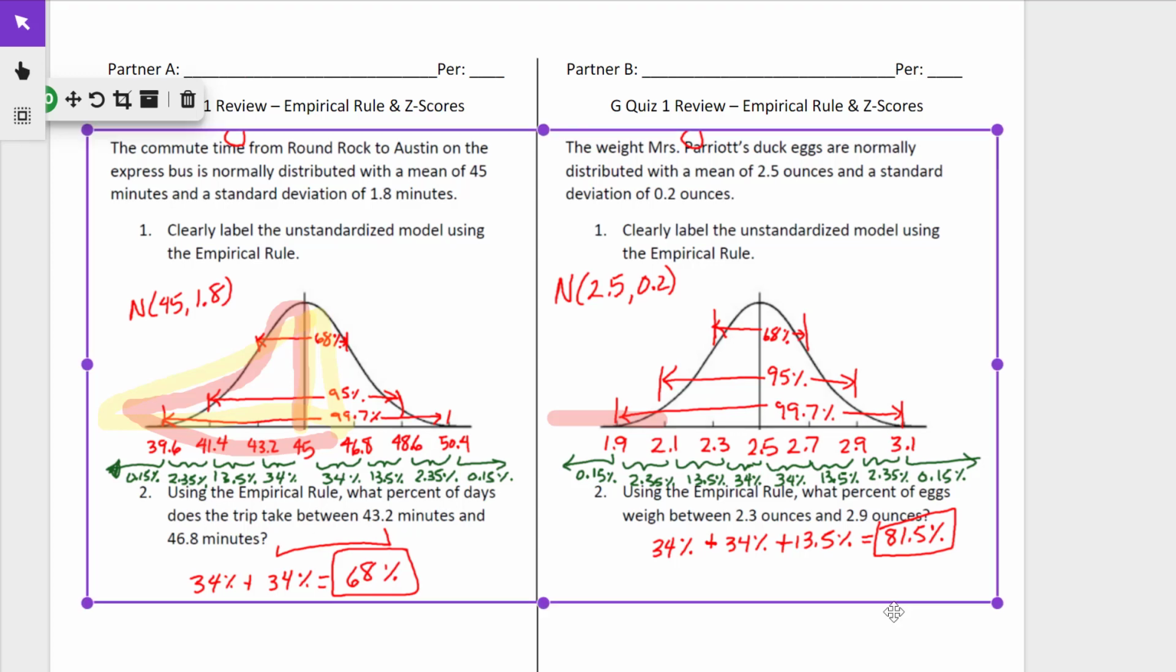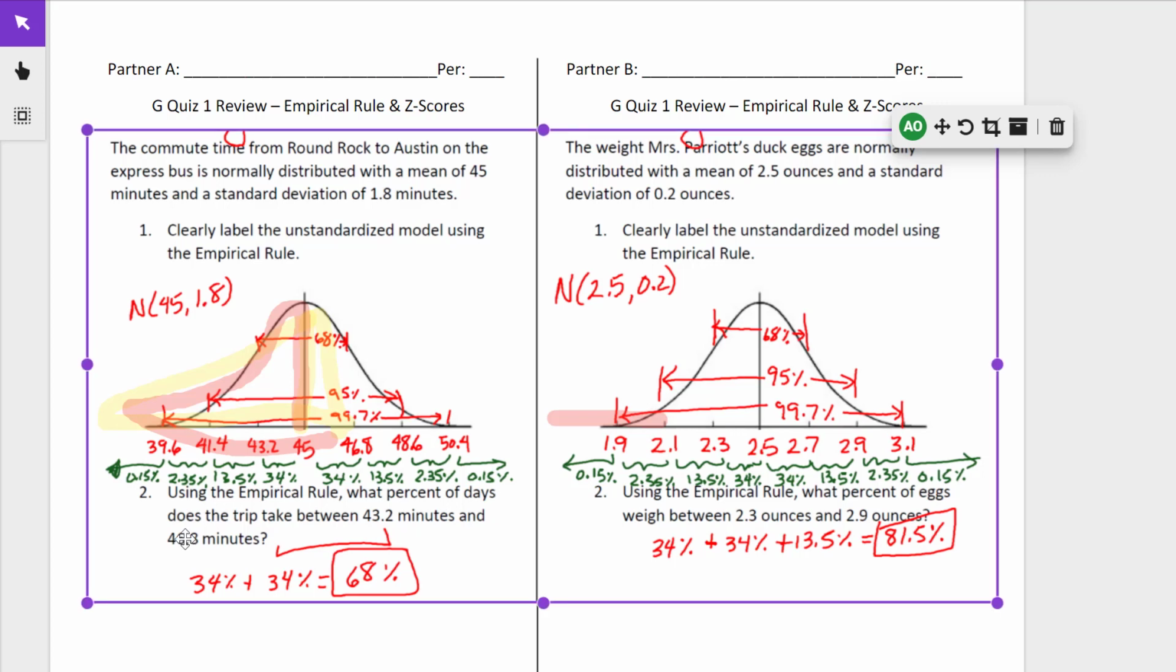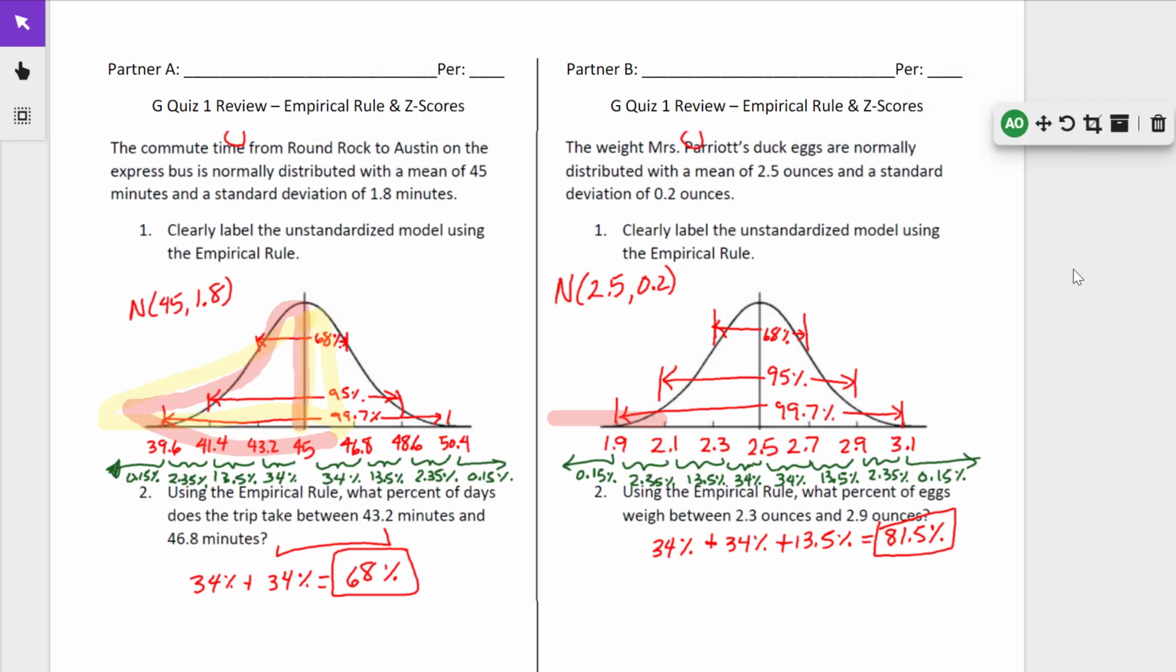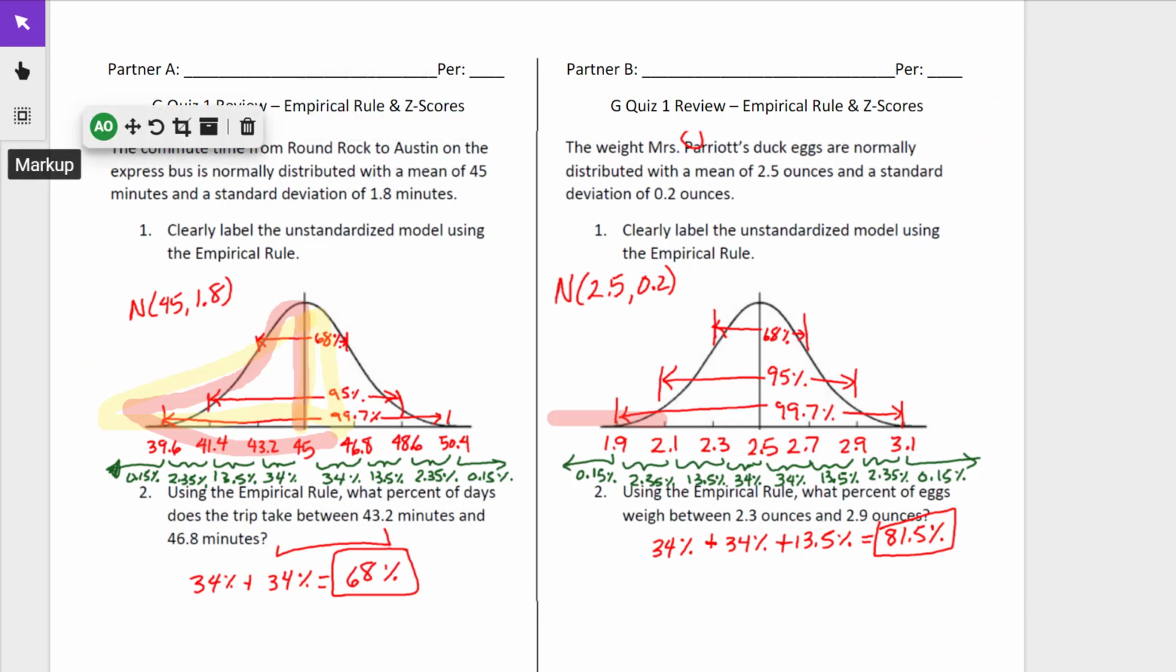So this is the walkthrough of the review for the G quiz on Empirical Rule and Z-scores. The first part we have is both sides. One is commute time from Round Rock to Austin, and that one has a mean of 45 minutes and a standard deviation of 1.8 minutes. So that's important information to know. And then we also have duck eggs with a mean of 2.5 ounces and a standard deviation of 0.2 ounces.